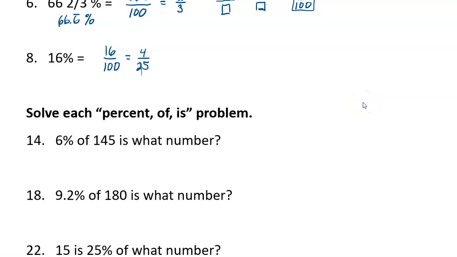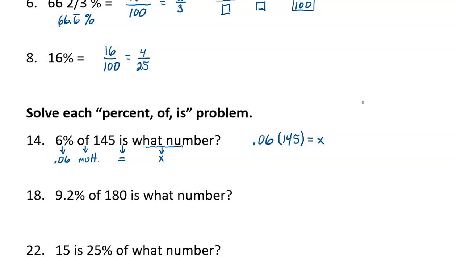The next skill is to solve problems involving a percent, the word of, and the word is. 6% as a decimal is 0.06. The word of is multiplication. We're going to multiply by 145. The word is the equals. Whenever you have the word what, that's where you're picking your variable. So we're going to make a direct translation of all of the words within the sentence into a math equation. So 0.06 of 145 is times 145, and then is x, so equals x.